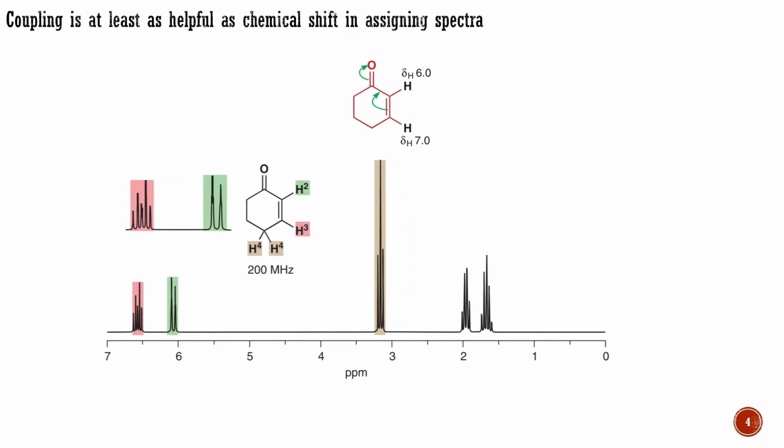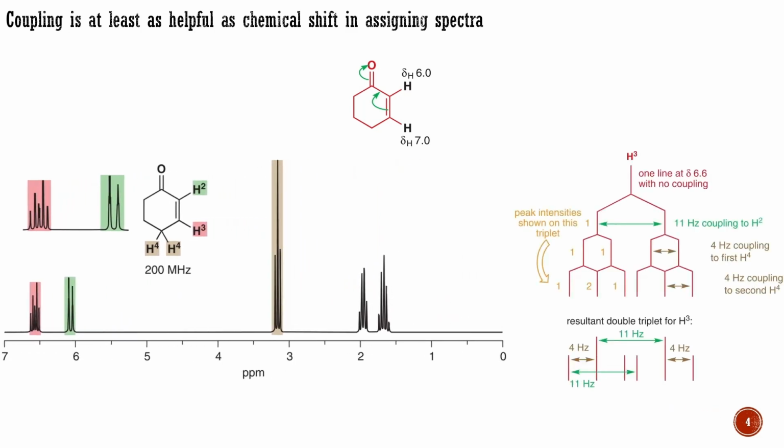The proton H3 itself appears as a double triplet. Inside each triplet, the separation of the lines is 4 Hz, and the two triplets are 11 Hz apart. The coupling of H3 is as complex as you have seen yet, but it can be represented diagrammatically by the same approach we have taken before.